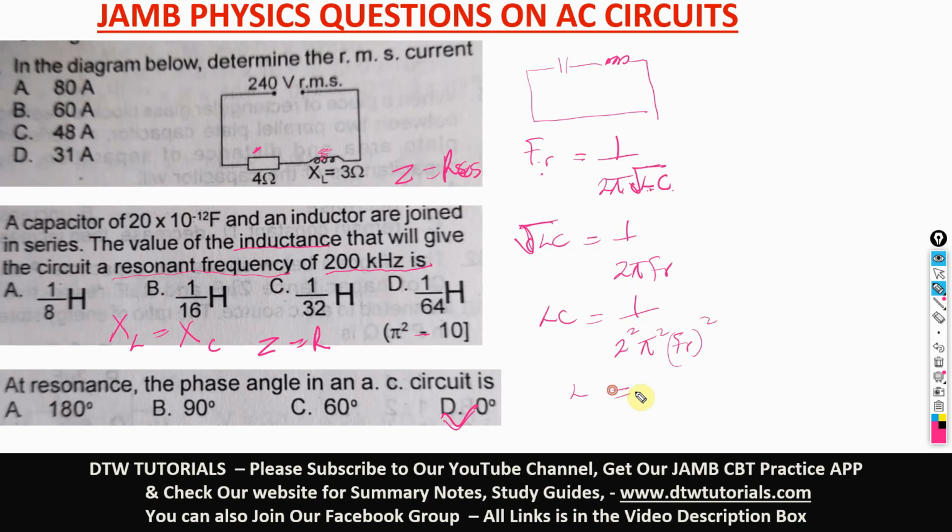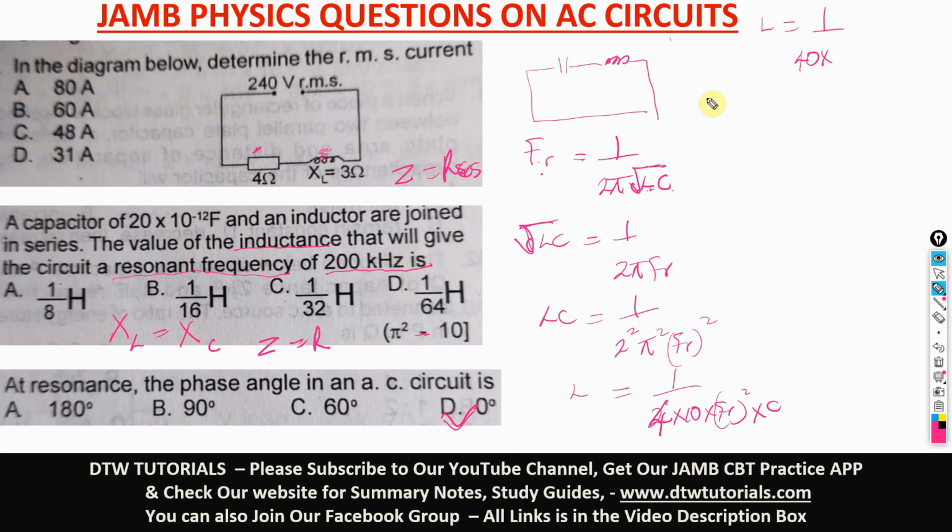So we have L is equal to 1 over 2 square, which is 4, and here we are told that pi square is 10, so just put times 10, and so let's just put times FR square, then times C. Okay, are you with me? Follow me closely. So from here, we have L is equal to 1 over this 4 times this is 40, so 40 times, what is our FR? FR is 200 kilohertz.